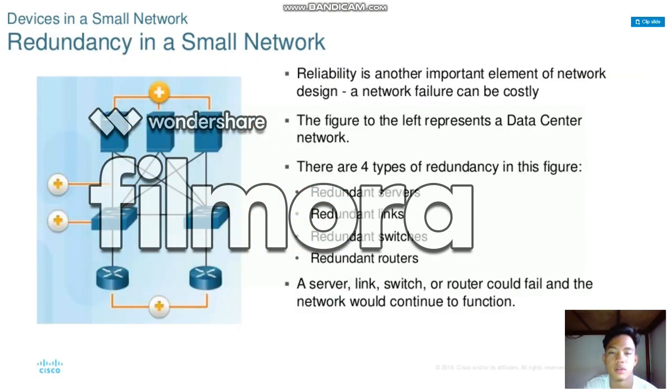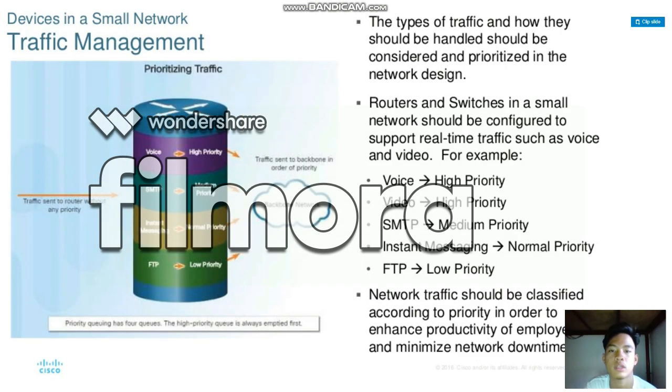Redundancy in a small network. Reliability is another important element of network design. So, traffic management. The types of traffic and how they should be handled should be considered and prioritized in a network design.